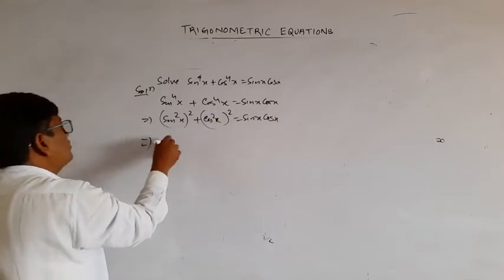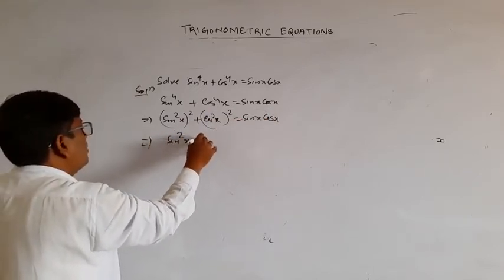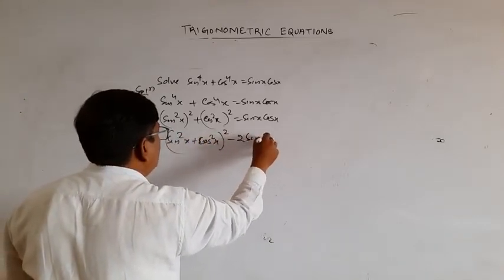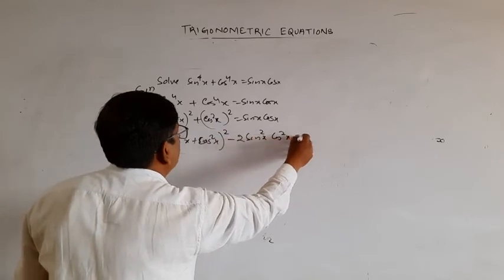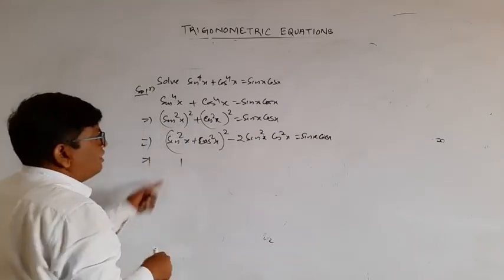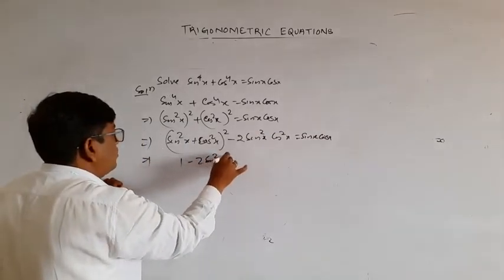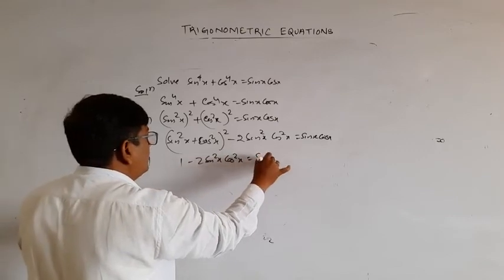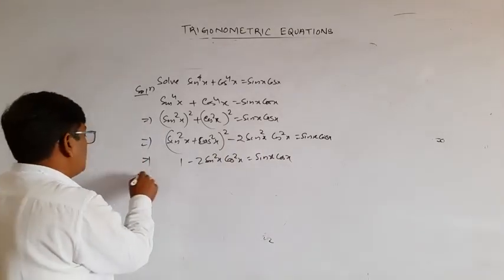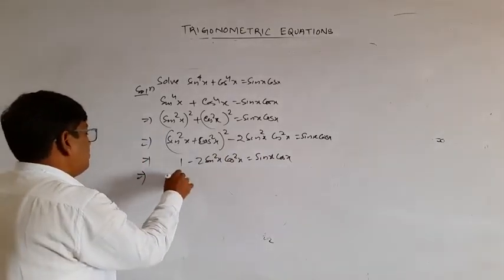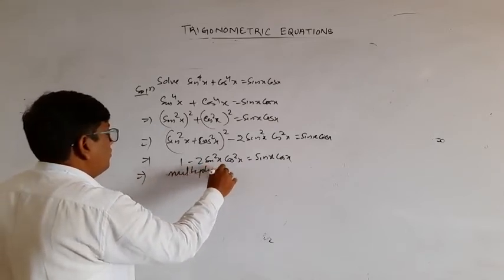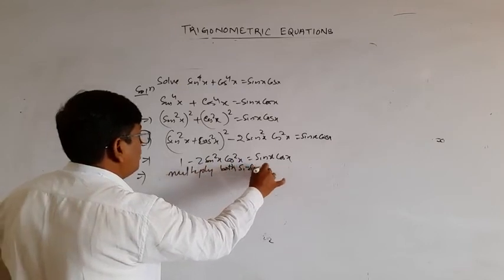This is a square plus b square. So, (a plus b) means (sin square x plus cos square x) whole square minus 2 sin square x into cos square x is equal to sin x into cos x. Okay. So, this is 1 square, 1 minus 2 sin square x into cos square x is equal to sin x into cos x. Reduce into sin 2x form. So, multiply both sides by 2.